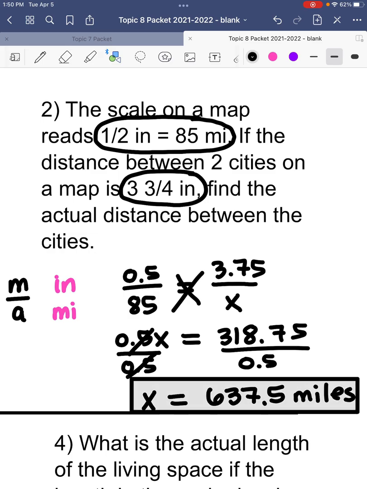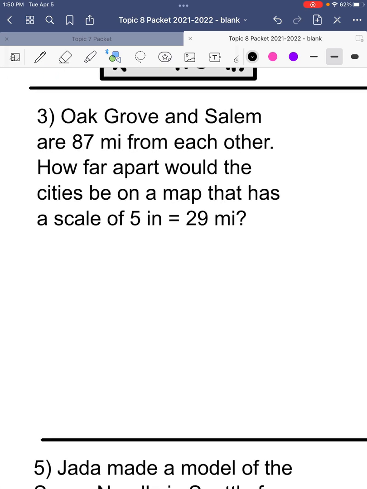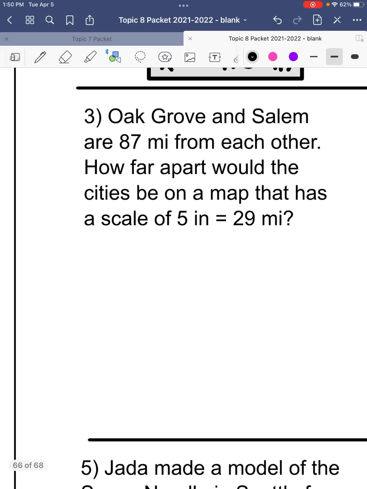Okay, let's move on to number 3. Another map problem here. Oak Grove and Salem are 87 miles from each other. How far apart would the cities be on a map that has a scale of 5 inches equals 29 miles? Okay, so I like to set up my ratio as model to actual, or the map, the fake thing, to the real life thing, actual distance in miles. Okay, so we know our map has a unit of inches, and in real life we use the unit miles.